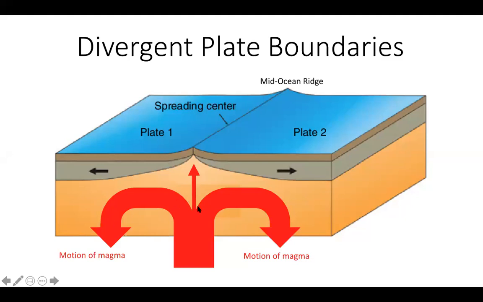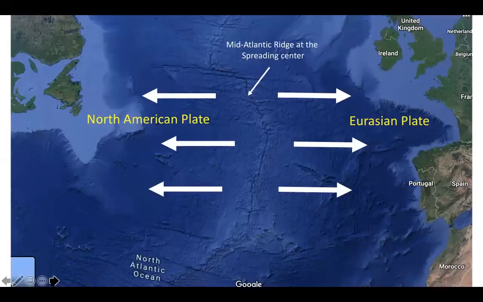Divergent boundary, you get not only this motion of the magma where some magma moves to the east, some moves to the west, but some of it also rises up in order to form this mid-ocean ridge at the spreading center. And the most famous place in the world where this exists is in the middle of the Atlantic Ocean.